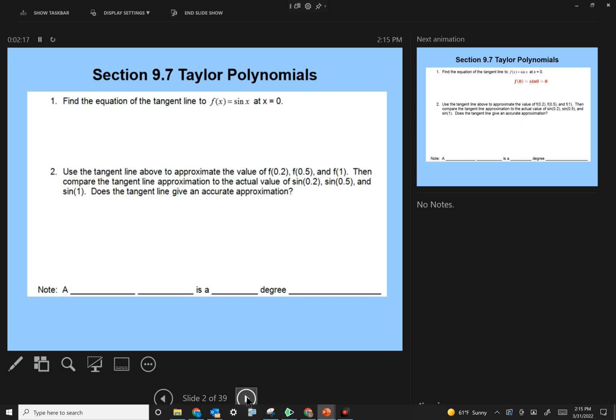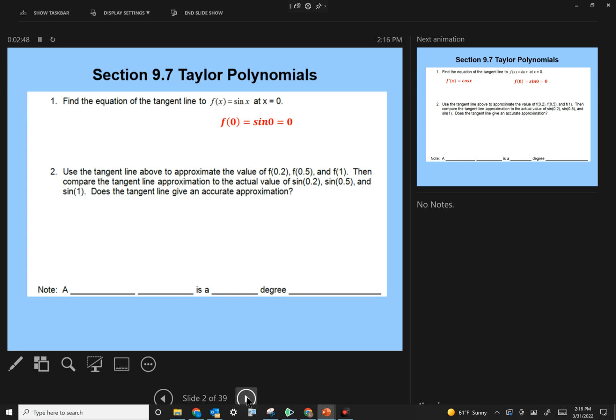Find the equation of the tangent line. What? That's not new. Equation of the tangent line to f of x equals sine x at x equals 0. Okay, what 2 things do we need for a tangent line? A point and a slope, right? So let's find our point. I know x equals 0. I can find the y value by plugging it in. So our ordered pair is 0, 0.